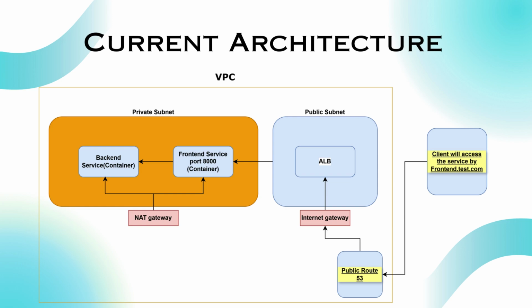So when it needs to communicate with the external network, basically the internet, it uses the NAT gateway. And we have something called the ALB in the public subnet, where exactly the client request will be routed through. So whenever the client hits frontend.test.com, the request will be routed to the public Route 53, where we have a record for frontend.test.com. It is mapped to the ALB URL. So it goes through the internet gateway and then it hits the ALB, and the ALB will route the request to the front-end service. It has port 8000 and it is running in the container.